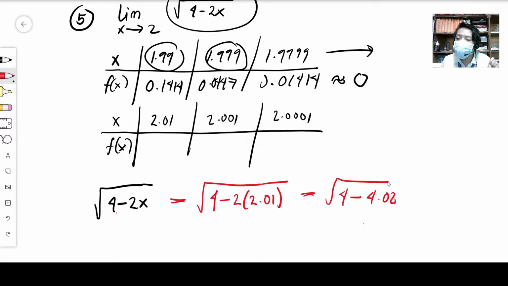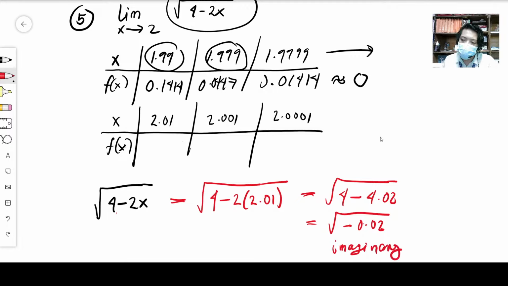4.02. Okay, so 4 minus 4.02 is equal to the square root of negative 0.02. The square root of a negative number is imaginary. So this function will yield an imaginary number.